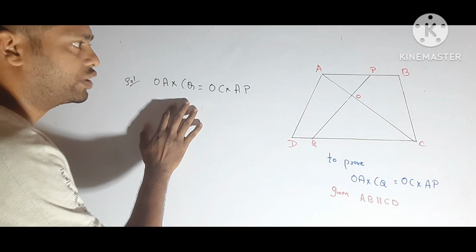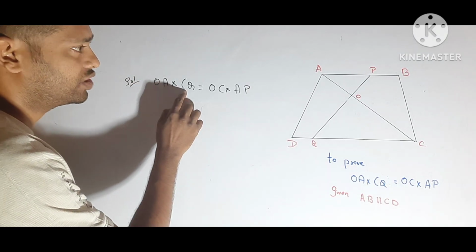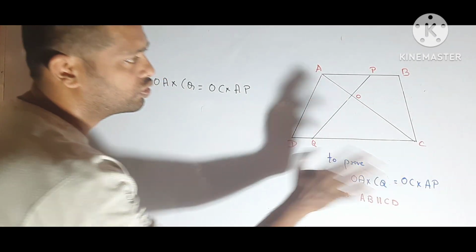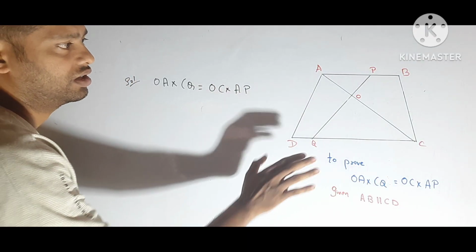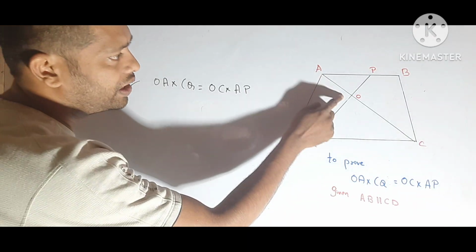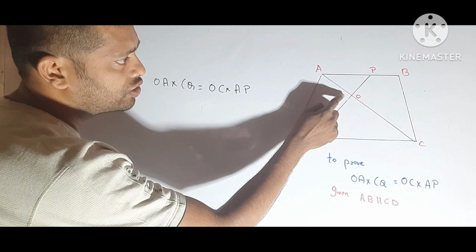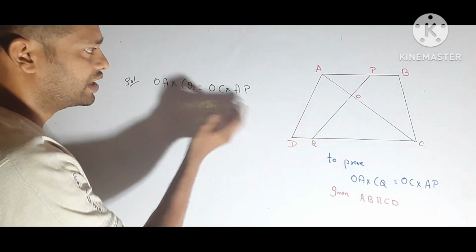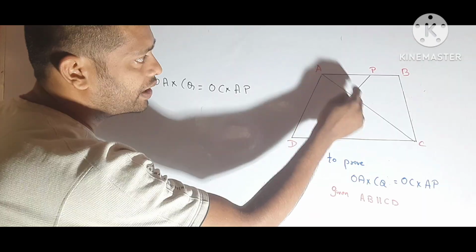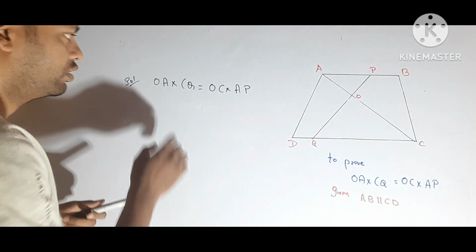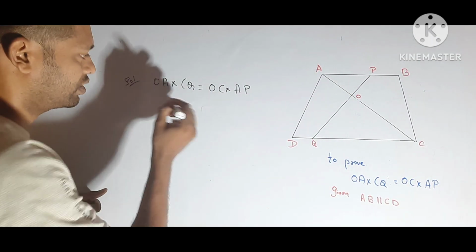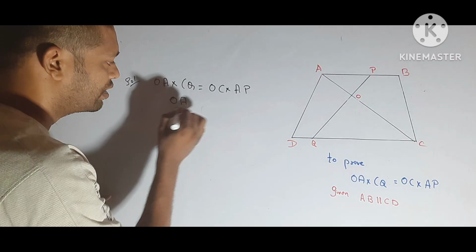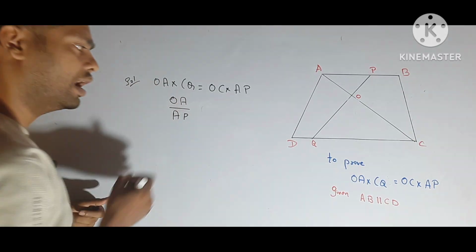For that I am just trying to crack this one. OA and CQ are not lying in the same triangle. Next, OA is there, so it should be with OP or AP, then I can have this triangle. In this side, OA, OP and AP are there. AP is there, so OA and AP are together. Can we write this like this? OA by AP. Yes, sir, you can write.